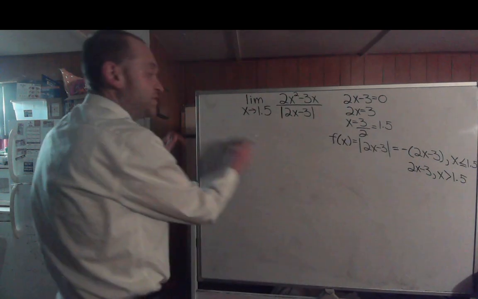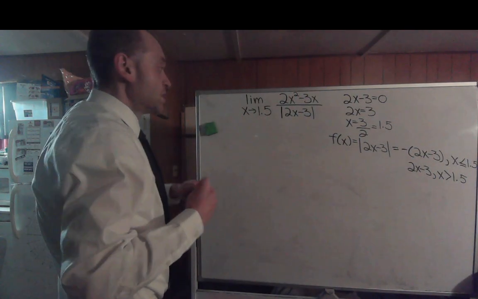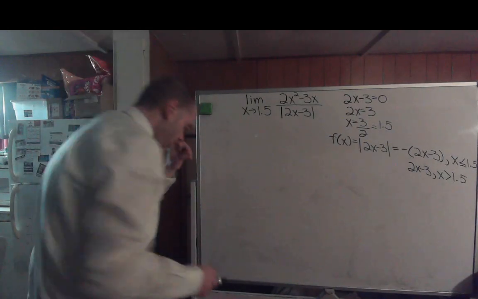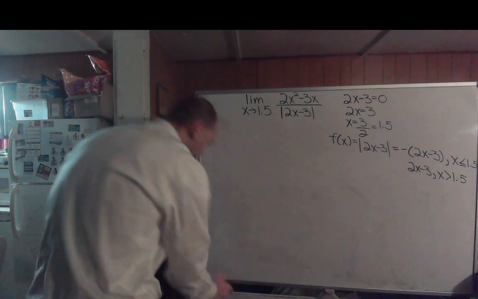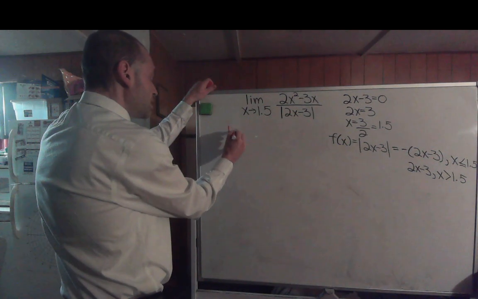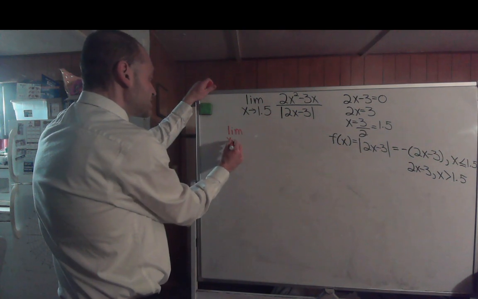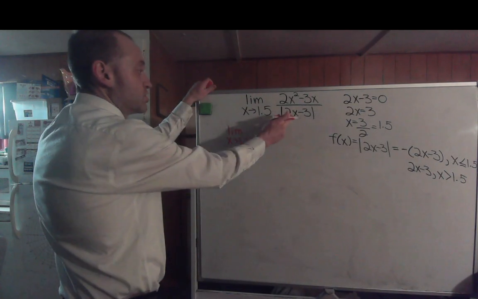So now we've defined the piecewise function for this absolute value function. Let's go ahead here and take some left-handed and right-handed limits. Let's do the limit as x approaches 1.5 from the left of this function.